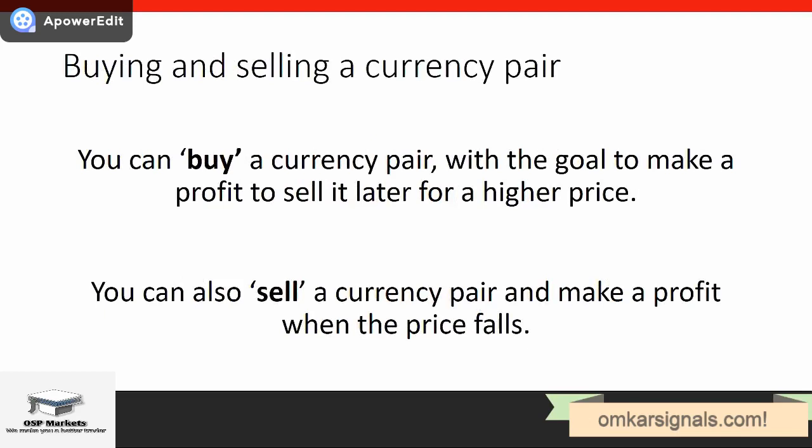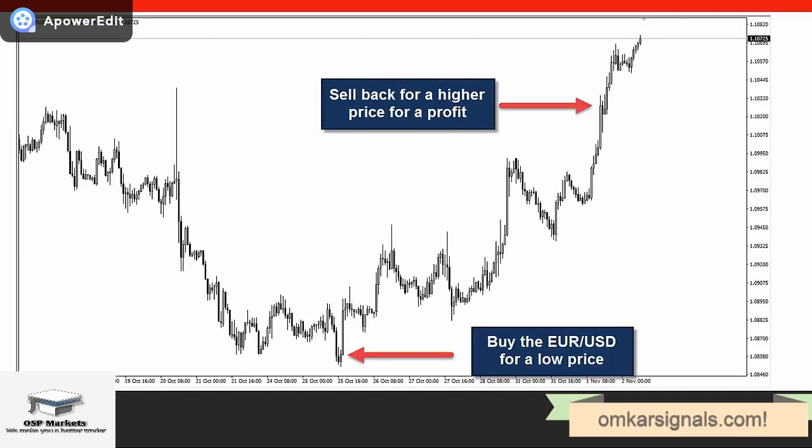And you can buy a currency pair with the goal to make a profit, to sell it later for a higher price. This just means that if you buy a currency and then the price goes up, you can then make a profit with this. But you can also make a profit in the opposite way. Even if you don't own a currency, you can sell a currency, and you can make a profit when the price falls. So in Forex trading, you can make profits when price goes up and also when price goes down, which is also unique and a good feature, as we will see later.